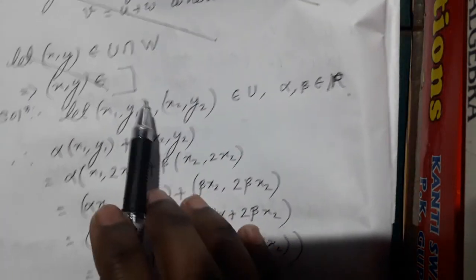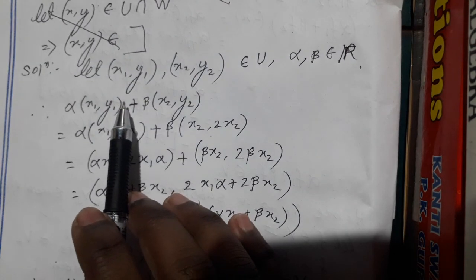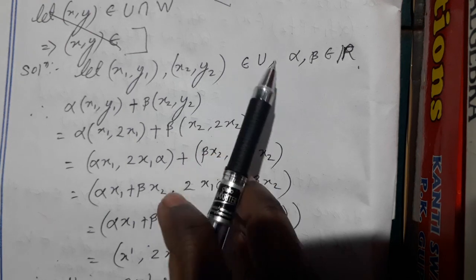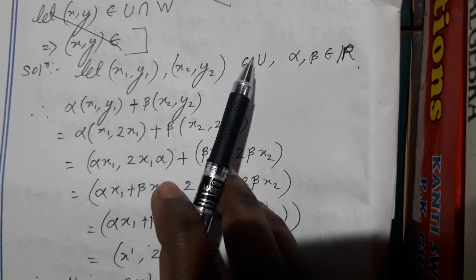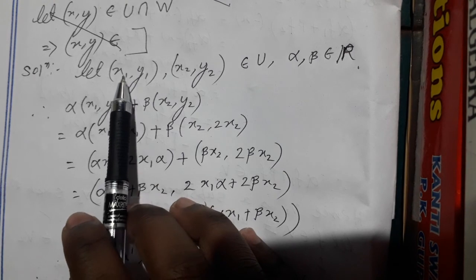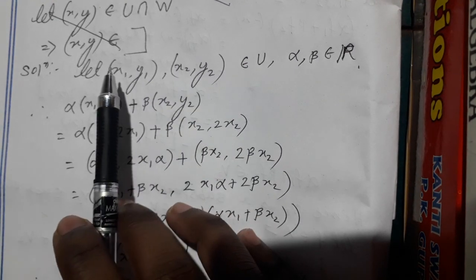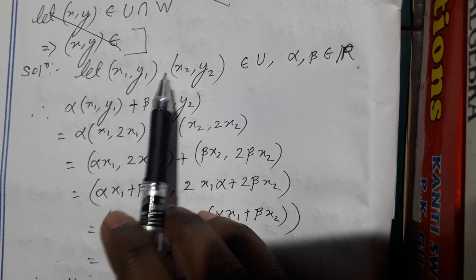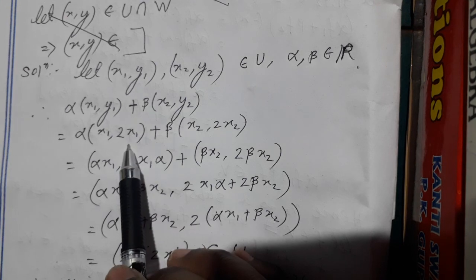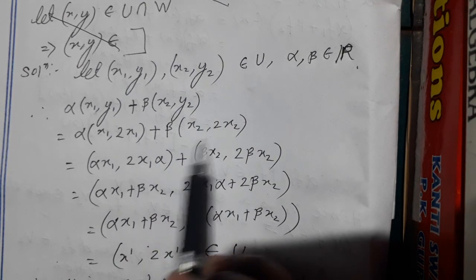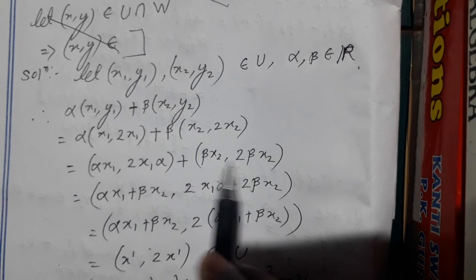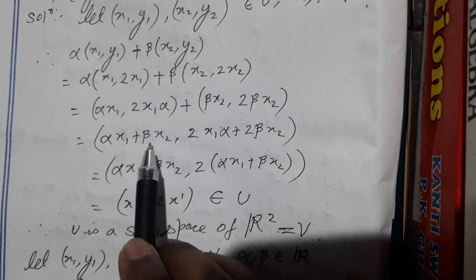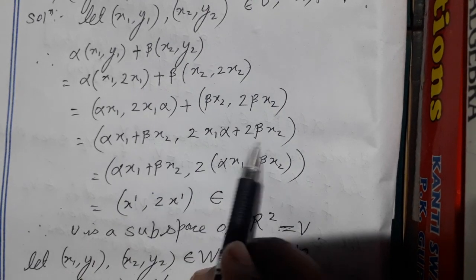First of all, I'll try to show that U and W are subspaces. So I take two elements in U, and α, β belong to R. Since (x1, y1) belongs to U, y1 will be equal to 2x1, and y2 will be equal to 2x2. So I'm putting in place of y1 as 2x1, in place of y2 as 2x2. Then I multiply α inside, and I get this. So I'll add the coordinates, and I get (αx1 + βx2, 2(αx1 + βx2)). So I can take common 2 here.